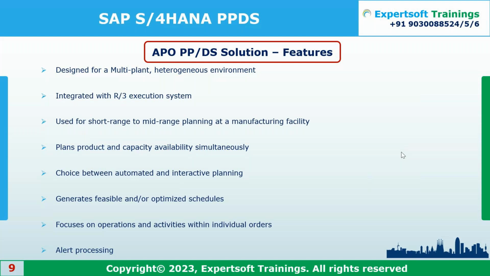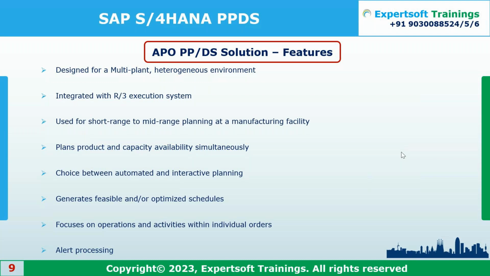So it is a multi-plant heterogeneous environment, and APO is only a planning system. You cannot do any execution. So this is a planning system which is integrated to the production or execution system. And this offers short term, mid term, and long term facilities. You can do that. And you can arrive at capacity related planning.